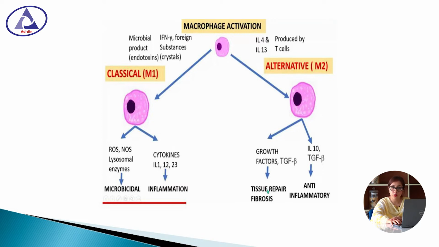In the other pathway, that is the alternative pathway, macrophage is activated by interleukin 4 and interleukin 13, and they produce growth factors, transforming growth factor beta, which helps in tissue repair and fibrosis. On the other hand, they release interleukin 10 and gamma interferon, which cause anti-inflammatory actions.